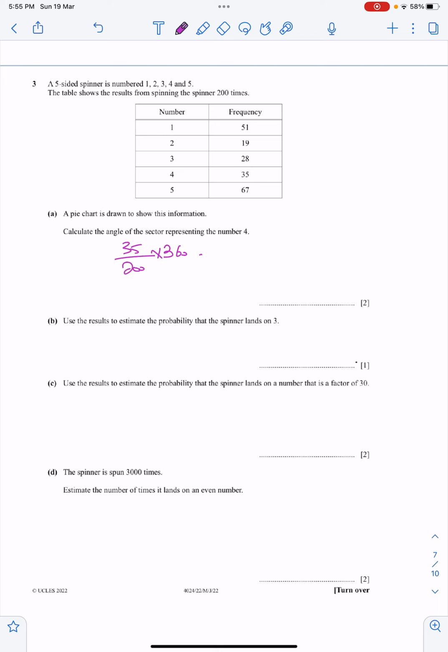Okay, use the result to estimate the probability that the spinner lands on 3. For 3 the frequency is 28 divided by the total frequency, which is 200. This will be the answer. In the simplified form, you can simplify and write 7 upon 50.